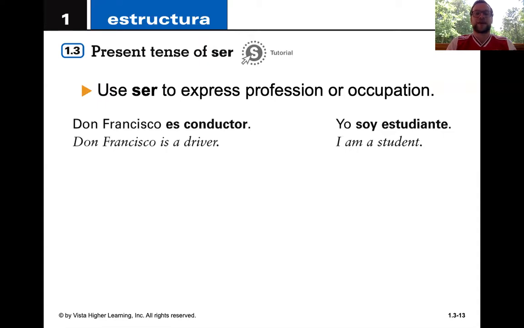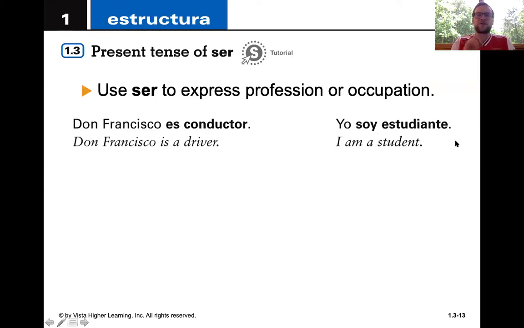Bueno, you can say, yo soy profesor. Yo soy profesor, right? I am professor. Now, you might think there's something missing there. There's an article missing there, because in English we would say, I am a professor, right? Or I am a student, okay? But in Spanish, no necesita el artículo. So we could say, Don Francisco es conductor. He is a driver. Yo soy estudiante.